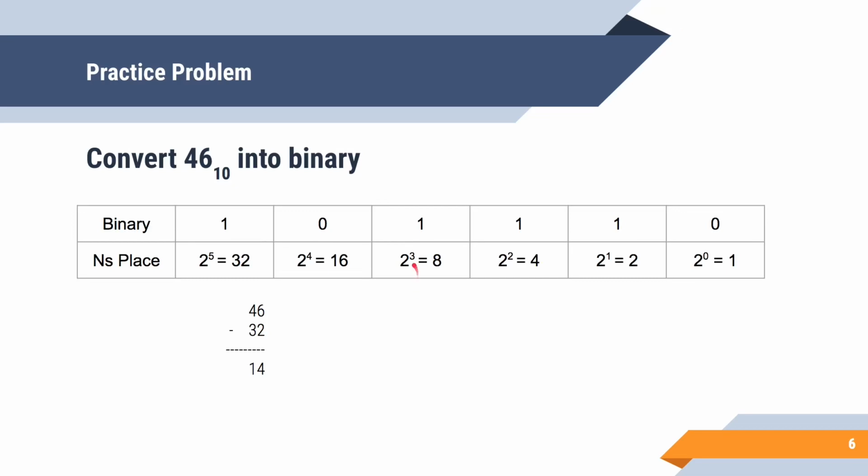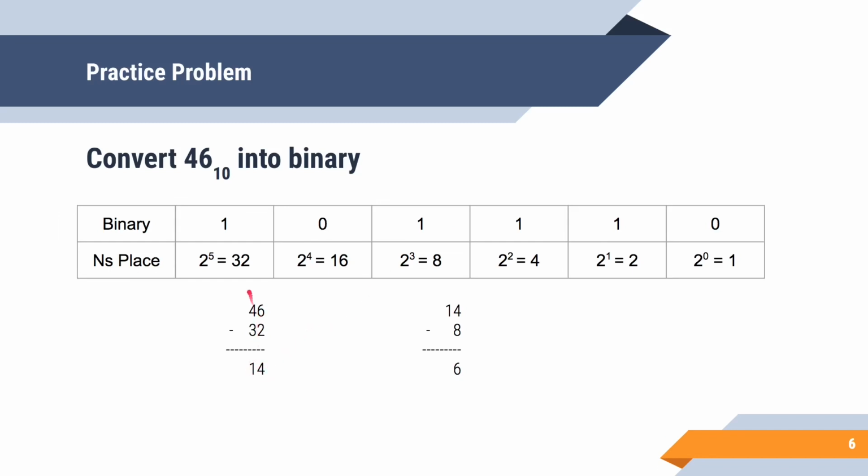So we look at the next best thing, 2 to the power 3, which is equal to 8. We can fit an 8 in here. So what is 14 subtract 8? 14 subtract 8 equals 6. All right, so we add a 1 here because we can fit a 2 to the power 3 within the remainder that we get from 14.